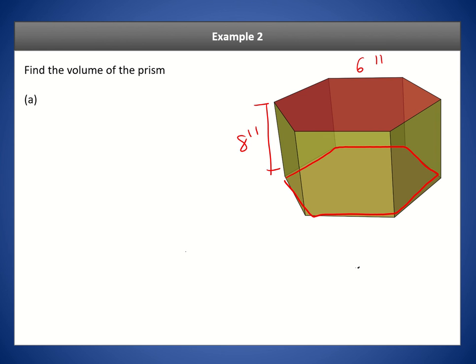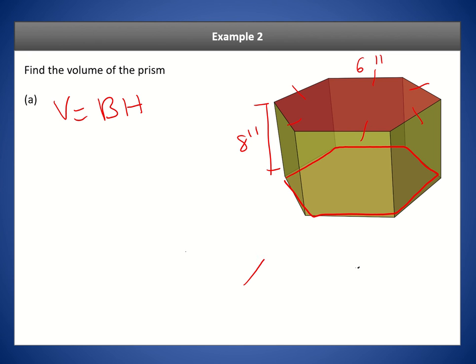All right, so we got this prism in which we have a regular hexagon. We know one of the sides, but actually we know all the sides because it's regular. It's a regular hexagon, symmetric and all that. So how would we find the volume of this prism? Well, remember that the volume is capital B times capital H, the base area times the height of the prism.